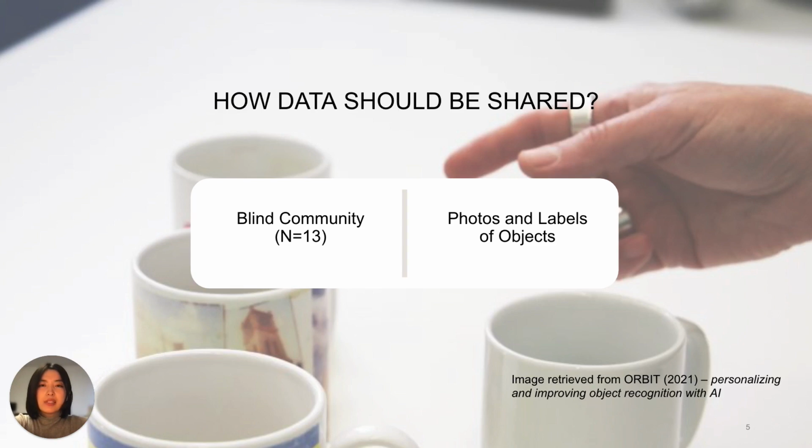In the face of these challenges, our goal is to contribute to discussions around increasing the availability of accessibility datasets, where data sharing is critical. We engaged with 13 blind people to have direct conversations on how data that they contributed in a study should be shared through an AI dataset, specifically involving photos and labels of everyday objects.